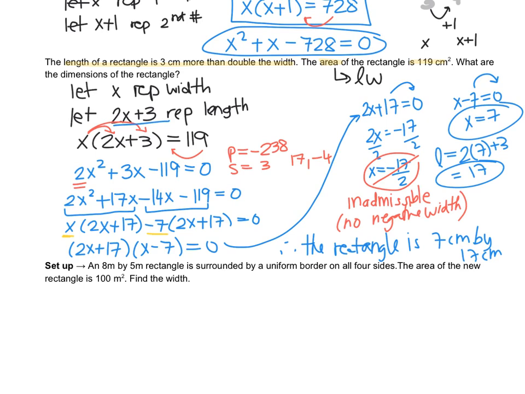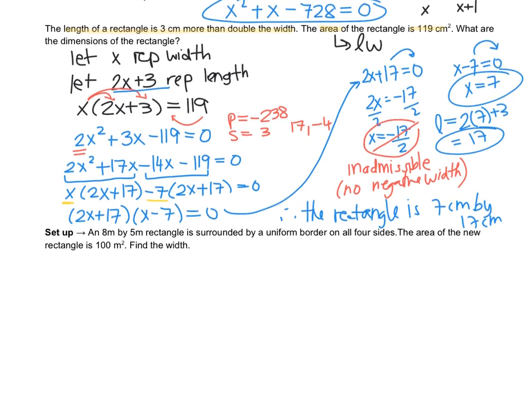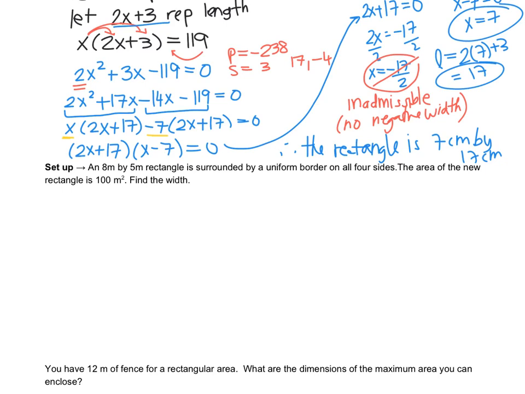All right, let's try to set up another rectangle area scenario. Now this one's slightly different, and a diagram will be very important to us. So an 8 meter by 5 meter rectangle is surrounded by a uniform border on all 4 sides. So I know the original rectangle and I know there's a uniform border, kind of like a picture frame. The area of the new rectangle is 100 meters squared. Find the width. And by the width, they mean the width of the uniform border.